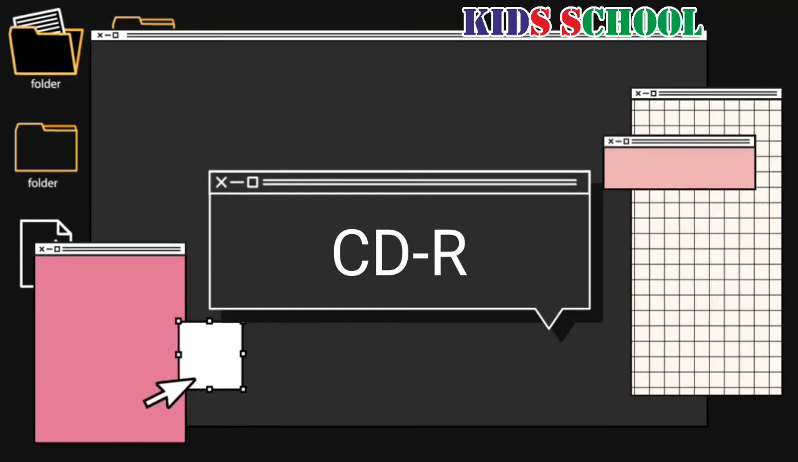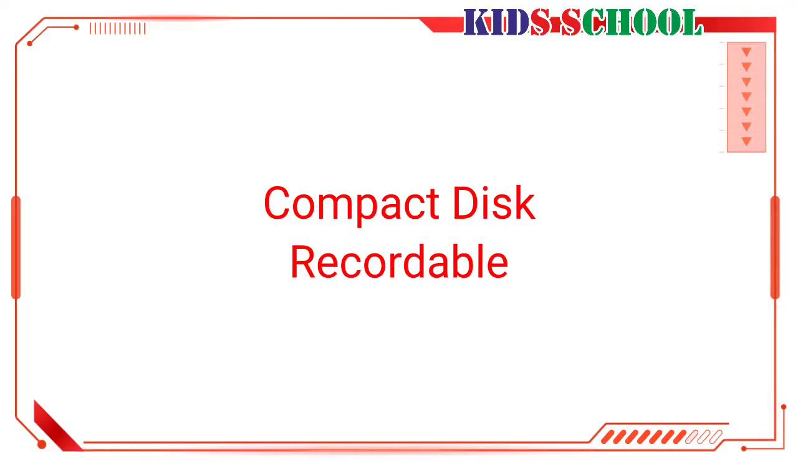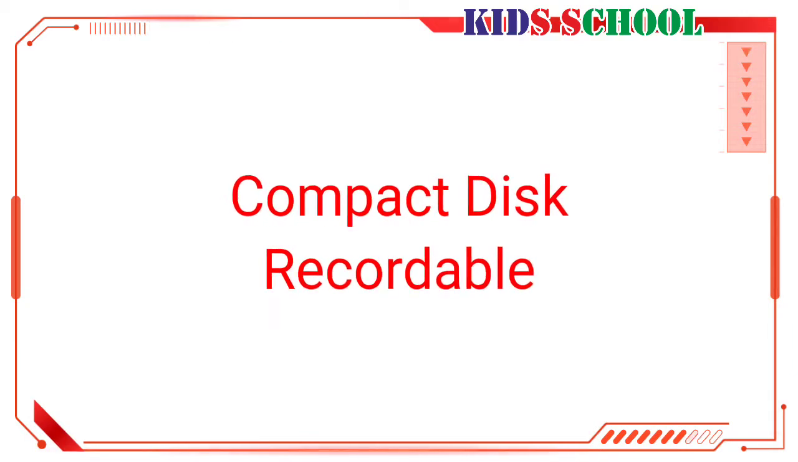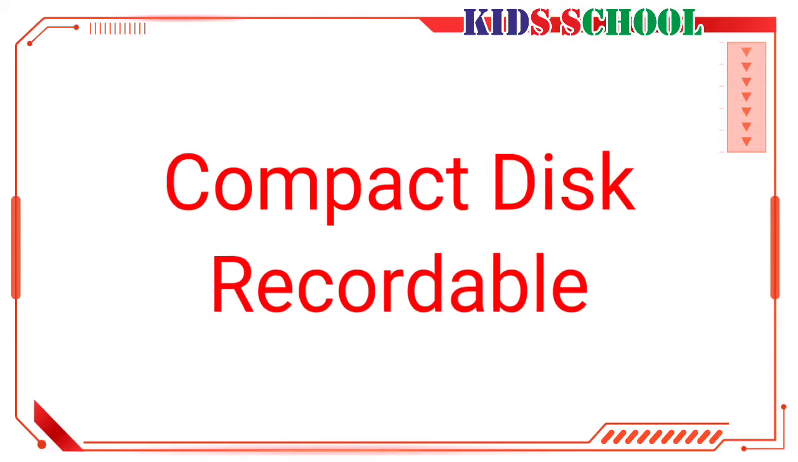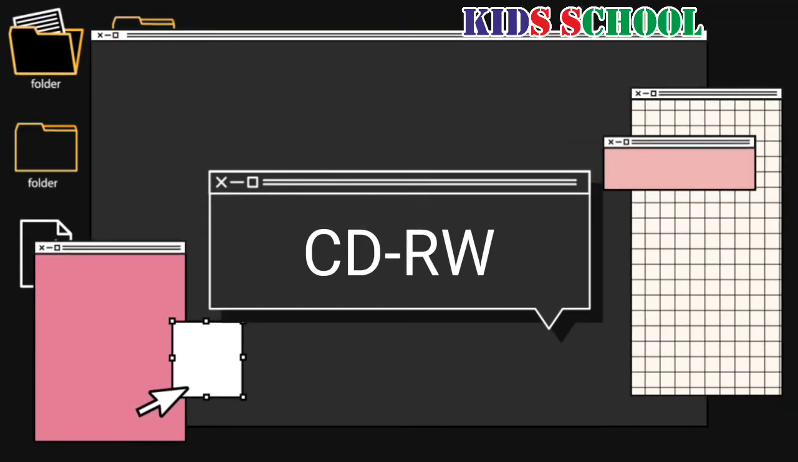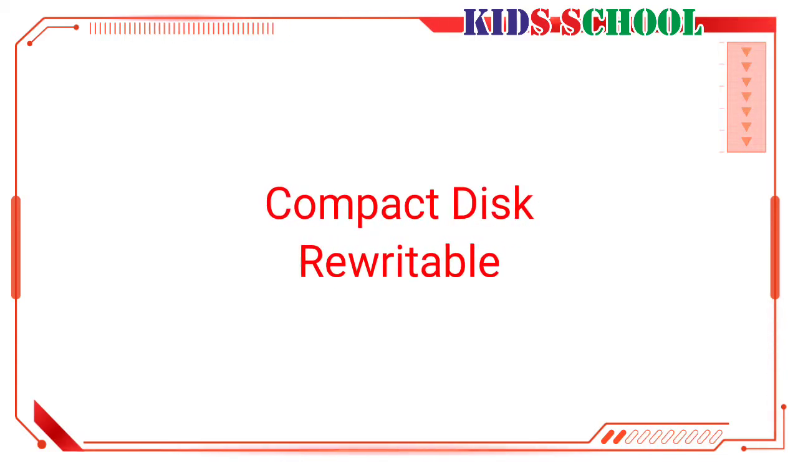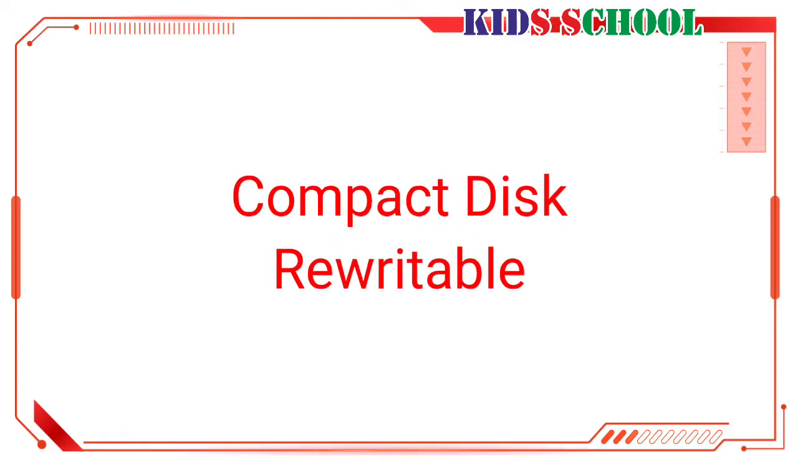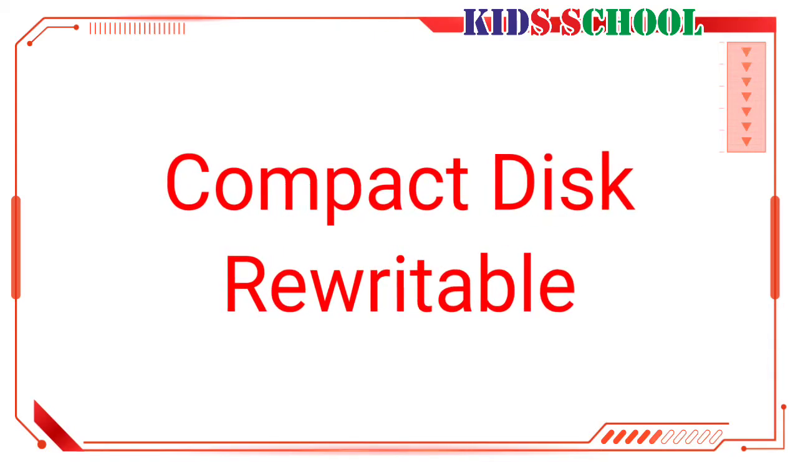CD-R, compact disk recordable. Students, these are blank CDs on which you can write and save data only once. You need a special CD-RW drive to write and save data on it. CD-RW, compact disk rewritable. Dear students, they are known as erasable disks. You can write and save data several times. You need a special CD-RW drive to write on the CD.